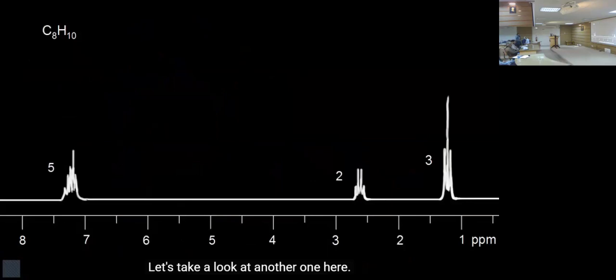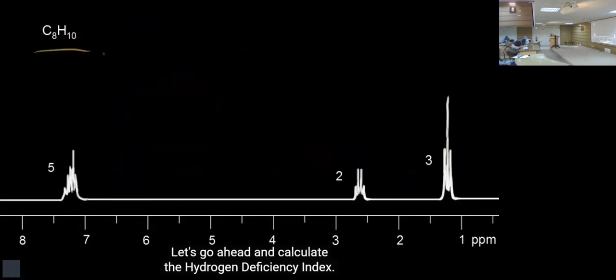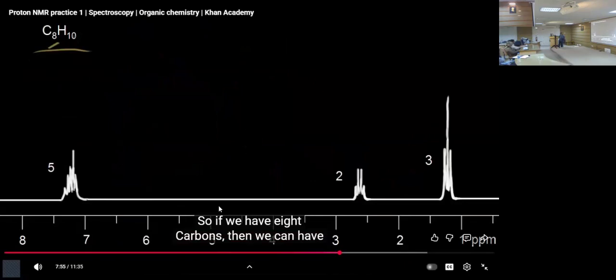Let's take a look at another one here. So we have a molecular formula of C8H10, and let's go ahead and calculate the hydrogen deficiency index. So if we have 8 carbons... Take the hydrogen deficiency by yourself.